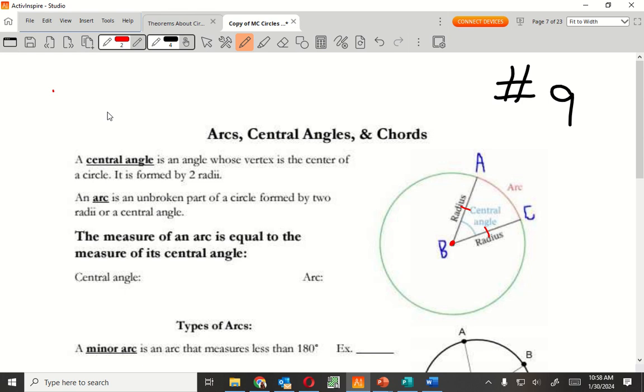Now, this is the pizza. This is the crust. Refer to it as either the pizza or the crust. The arc is just the pizza crust.